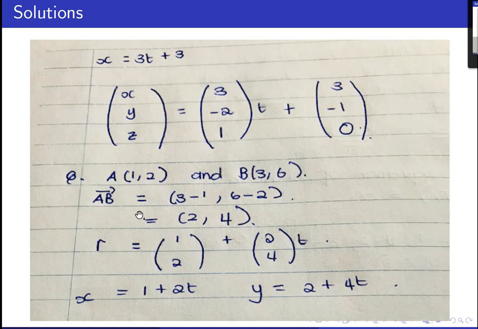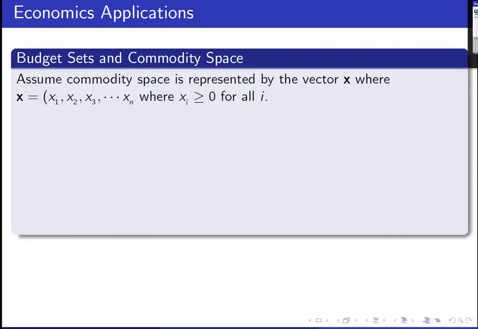So I subtract the initial point from the terminal one to get (2, 4), which will be my direction vector, (2, 4)t. My initial vector r0 is (1, 2). I solve for these parametrically. This is the vector equation, and the parametric equation is x = 1 + 2t, and the second component is y = 2 + 4t. And then we're done with the solution.